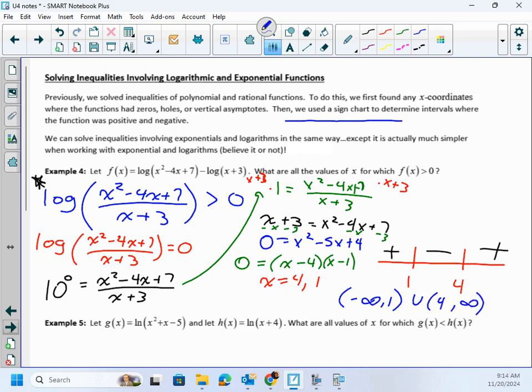But a reality check is, ladies and gentlemen, you can't put anything less than negative 3 in here because there are restrictions. Because this can't be negative. So negative 3 is my restriction. So it's not actually negative infinity to 1. It is negative 3 to 1, because there's a vertical asymptote at negative 3. So negative 3 to 1 and then 4 to infinity.